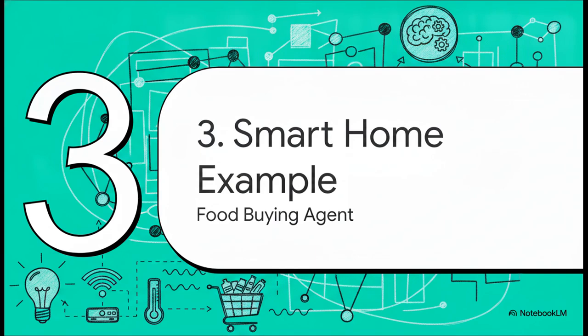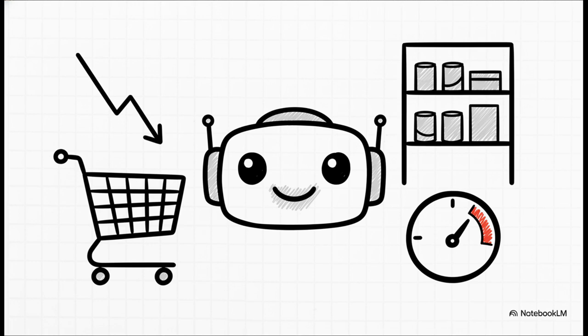Let's ground this with section 3. The smart home example. Abstract theory is great, but let's see what this looks like in practice. Imagine you've got an automated food buying agent living in your kitchen. Its entire universe, its environment, is literally just your pantry and the local grocery store. It has two incredibly simple goals: minimize the price you pay for food and never ever let you run out. The stimuli it's receiving are the fluctuating daily prices and your current stock level at home. Plus, it comes equipped with some prior knowledge about typical price ranges and roughly how fast you eat.